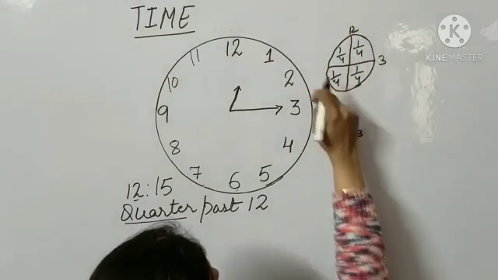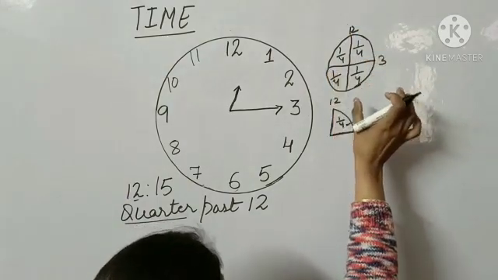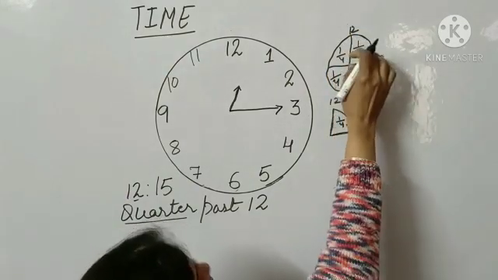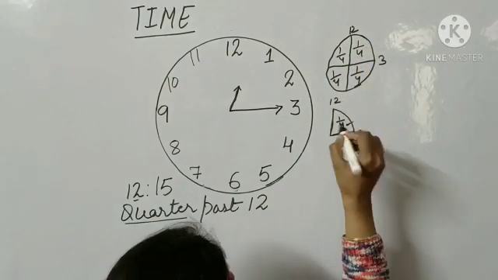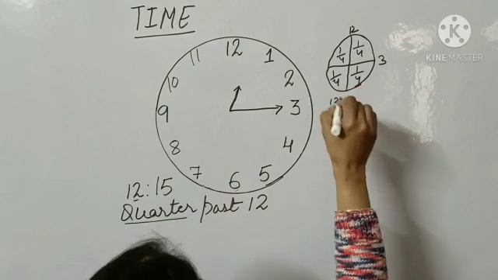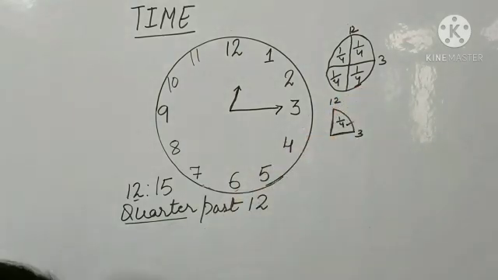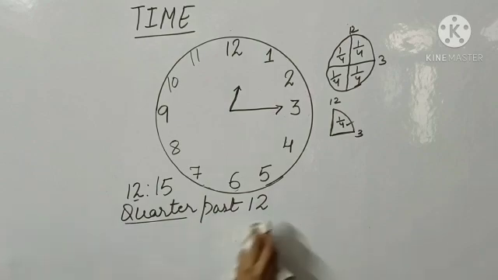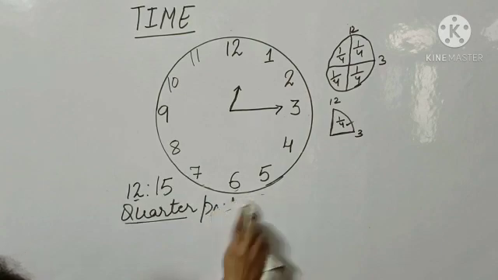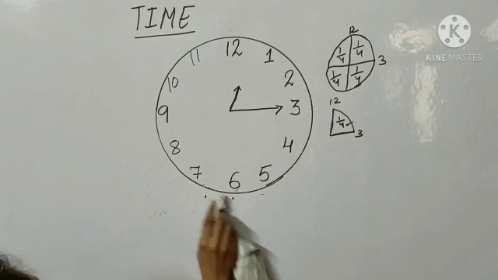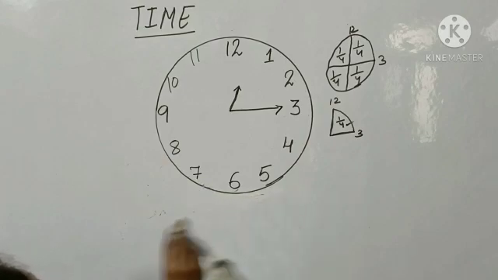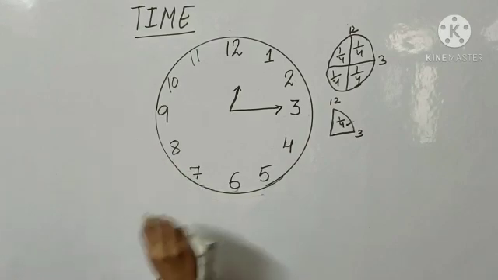I have divided the circle into 4 equal parts and each part is equal to how much? 1 by 4. So this 1 by 4 portion of the clock itself is known as quarter. Okay. Now one more question. Again the minute hand will be at 3 only. I will be changing only my hour hand.